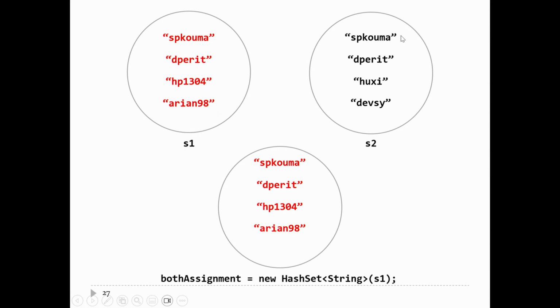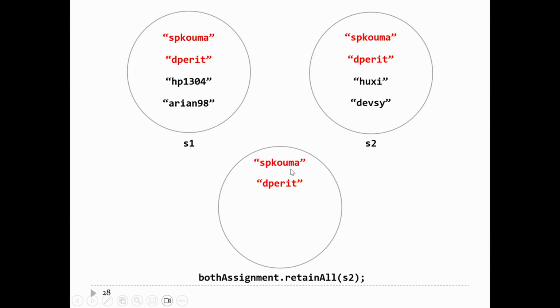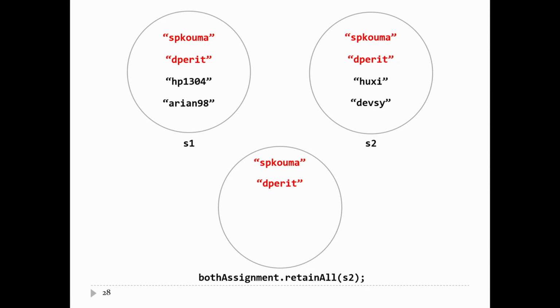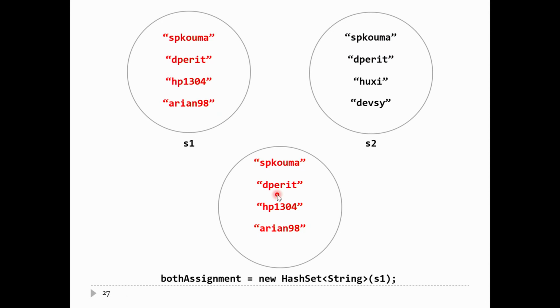Is SP Kuma in both assignments? The answer is yes, so it stays. Is dparrot here? The answer is yes, so it stays. Is who's-e in this set here? The answer is no, so it does not get added. Is devc in this set here? The answer is no, so it does not get added.